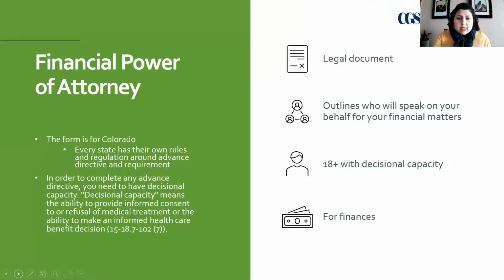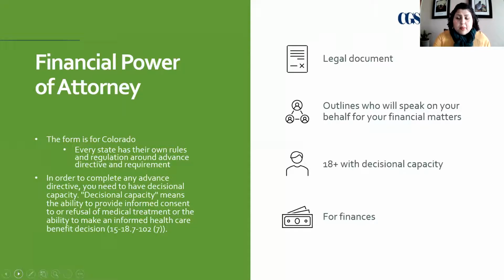So let's specifically define what the financial power of attorney does. The financial power of attorney, once again, this form is only for Colorado. Every state has their own. But the financial power of attorney, it's a legal document. It outlines who is going to speak for you. This is your agent on your behalf in regards to your financial matters.